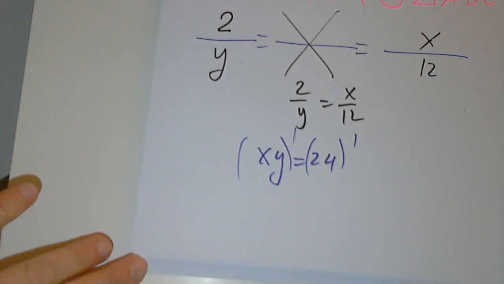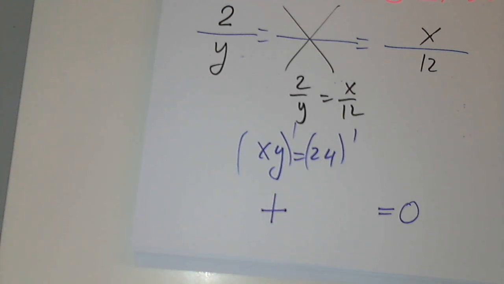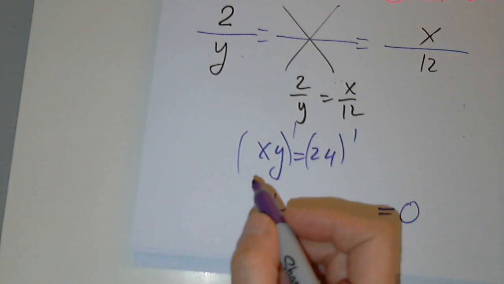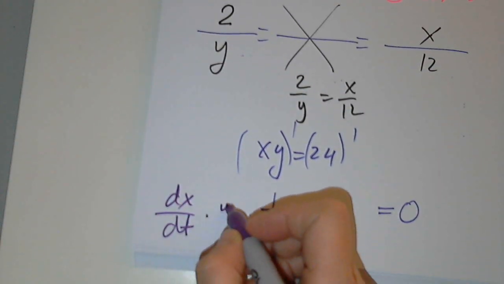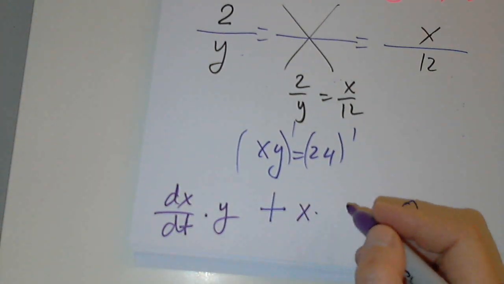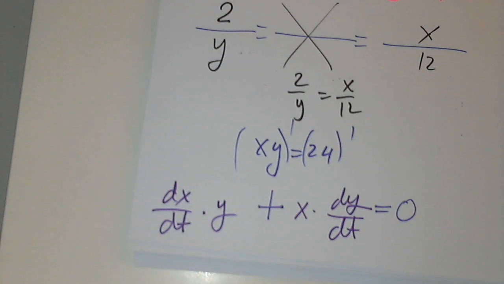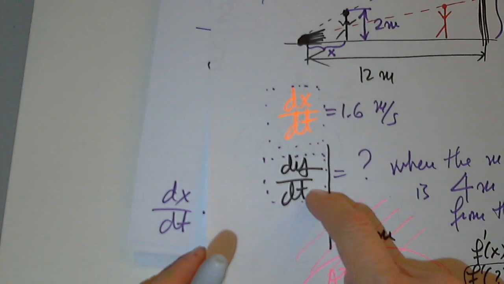So let's differentiate. It's a product. We have to use the product rule, which means I have to write a sum of two terms. We differentiate the first function, and no, we do not get 1, but we get dx over dt, excellent, times y, plus x times, excellent. What are we after again? We are going to solve for this and then plug in 8.